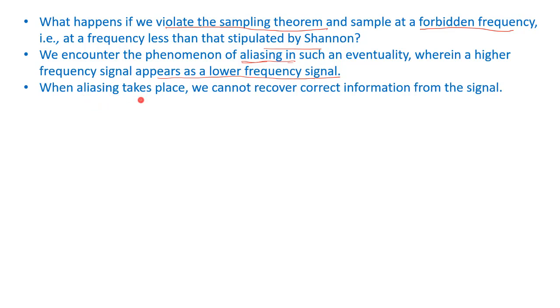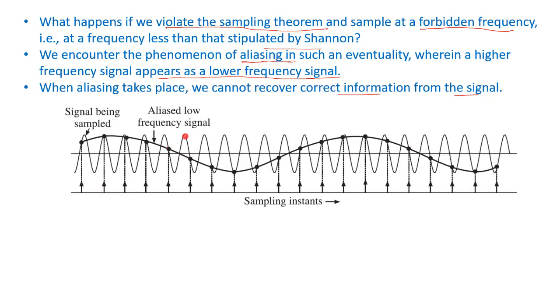When aliasing takes place, we cannot recover the correct information from the signal. So this is your input signal. We can see it has a much higher frequency, and we are sampling this signal at a very low frequency, that is, less than twice the signal frequency. After sampling, we got these points, which are the sampled points. After reconnecting these sampled values, we get the output, and that is how the frequency of the output signal is much lower than the original input signal, as we can see here. Therefore we call it an aliased low frequency signal.